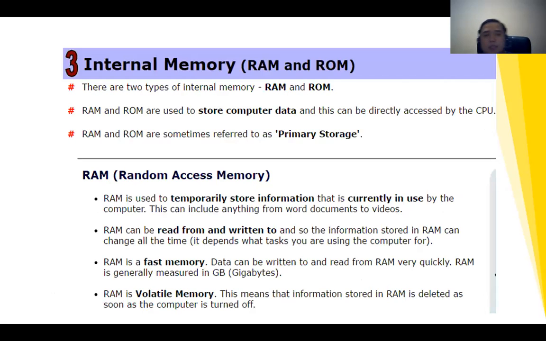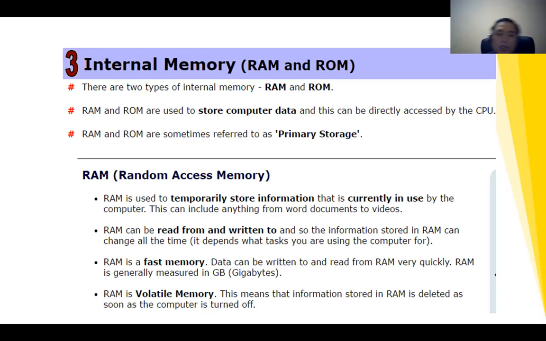Internal memory, RAM and ROM. There are two types of internal memory, RAM and ROM. RAM and ROM are used to store computer data, and this can be directly accessed by the CPU. RAM and ROM are sometimes referred to as primary storage.